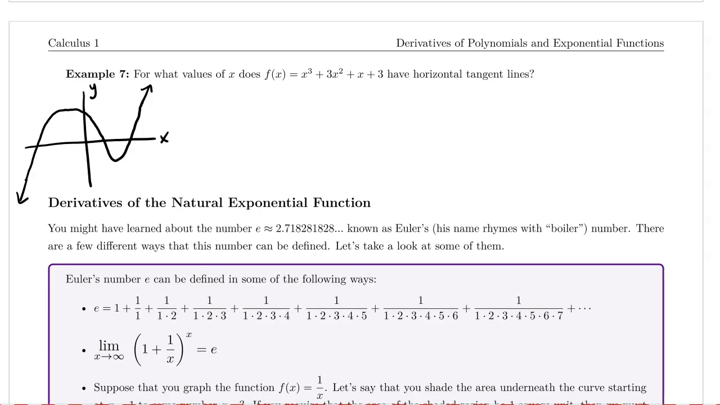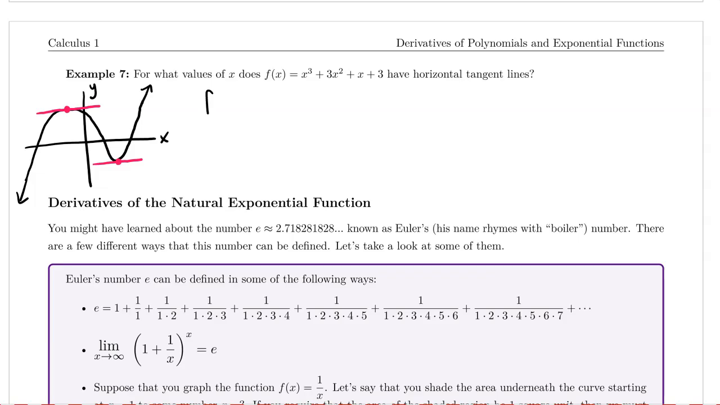Now remember, that occurs at any local maximums or local minimums. So let's say I have a local max here and a local min here. If I took the tangent line, notice that those would be horizontal. And another way of saying that is that those slopes of those tangent lines would be equal to 0.